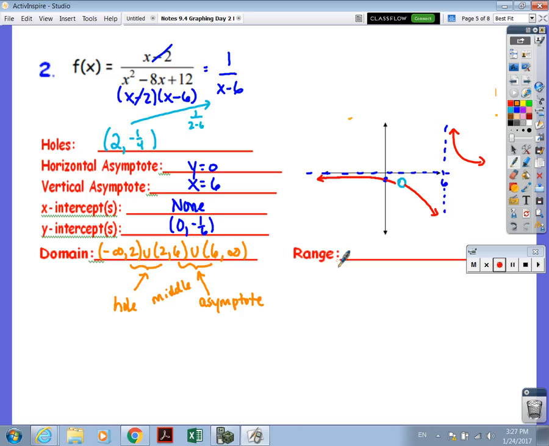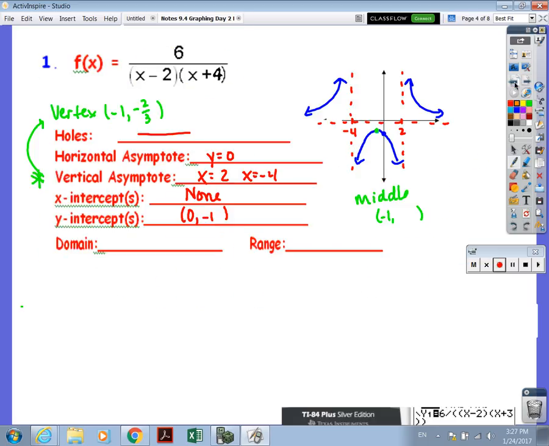The range, remember the y value of the hole is negative 1/4, is going to have a bottom part, negative infinity up to that negative 1/4. Then it's going to pick up from negative 1/4 to the asymptote line, which is 0, and then it's going to go 0 to infinity. So this 0 is because of the asymptote, and the negative 1/4 is because of the hole. So I have a lot of gaps here.